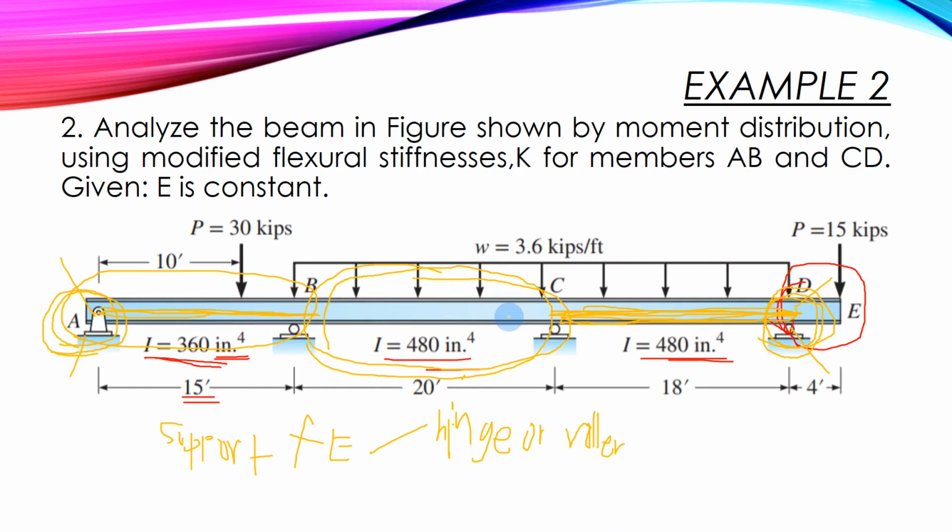Okay, next question. Why do we need to modify? We need to modify in order to lessen our cycles. If you do not modify, there will be a lot of cycles to do until you reach plus or minus 0.001.